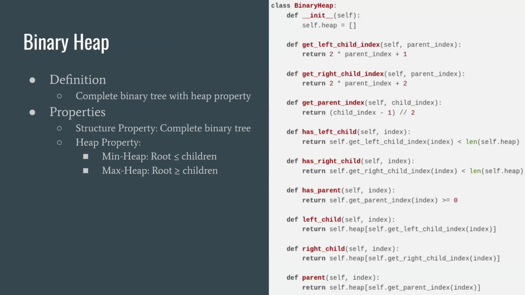So the structure property ensures that the tree is complete, and the heap property ensures that in a min heap, the key at the root is less than or equal to the keys of its children. And in a max heap, the key at the root is greater than or equal to the keys of its children. And here is an example implementation in Python. You can see this is a binary heap class, and we have several methods.